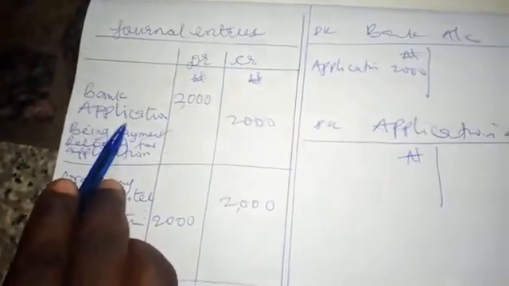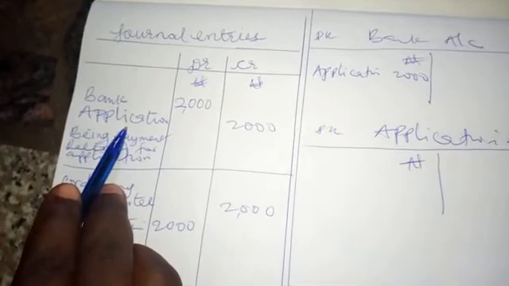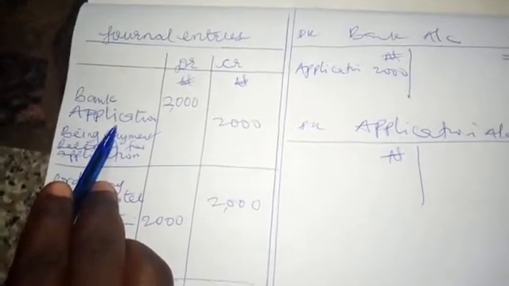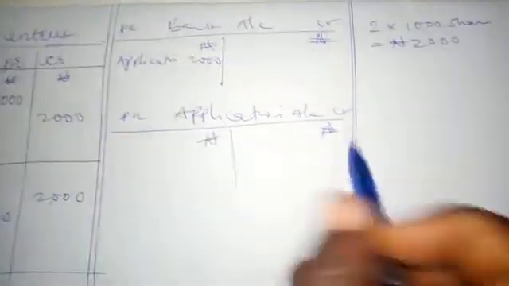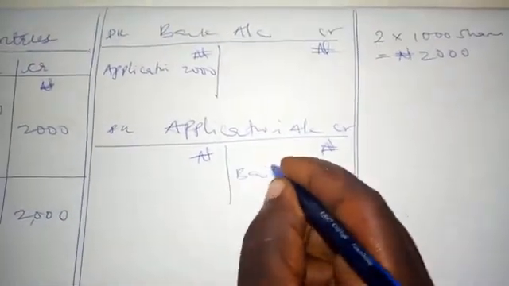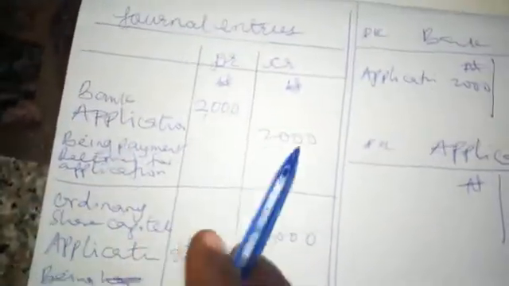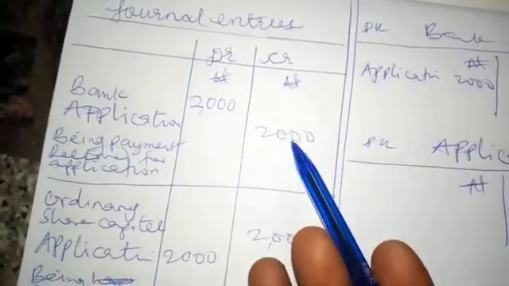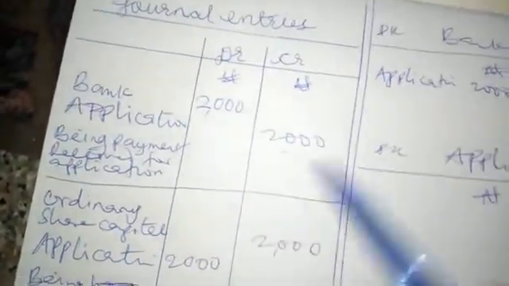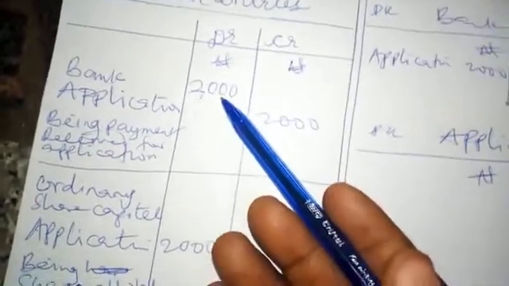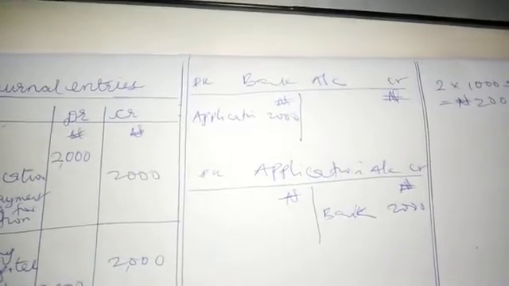Let's go back to the journal. You see on the journal we have application on the credit. If you are confused with this, you go back to the bank account. You see bank account, application. So you come here, you write bank, 2,000 naira. The application was given out through the bank. See bank here, 2,000 naira. And then let's move on to the next account.